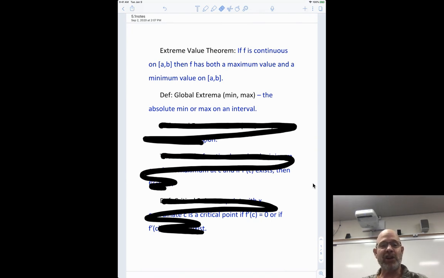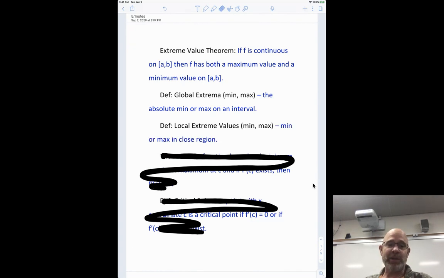The next definition is called a global extreme point, or global extrema in the plural. It's either a minimum or maximum. It's just the absolute minimum value or maximum value on an interval. So I might give you an interval or a graph and say, find the global maximum point, which is the absolute highest point on the graph, or the global minimum point. The next one is called a local extreme value, minimums or maximums. So the global is the biggest or smallest on the entire interval.